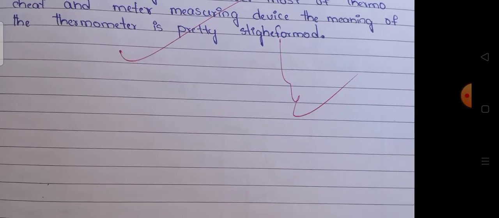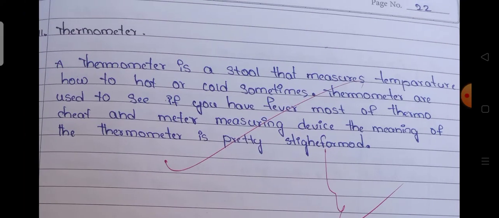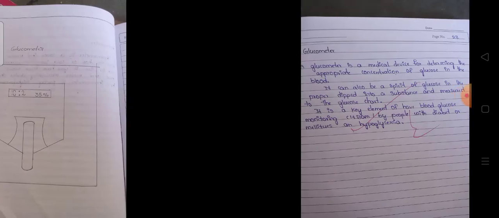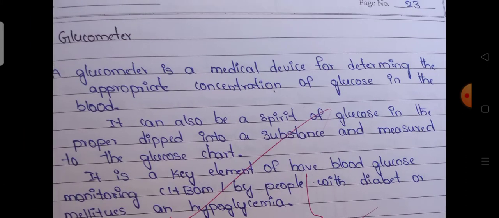This is the diagram, exactly like a 95, 96, 97, 35, 36, 37 like will be there. Exactly there we have to draw. So this is like a thermometer. Thermometer is a tool. With the help of this, we can measure the temperature of the human being. Like a glucometer. With the help of the glucometer we can monitor the blood glucose levels. This is the diagram.